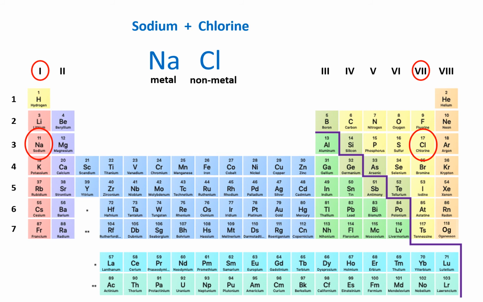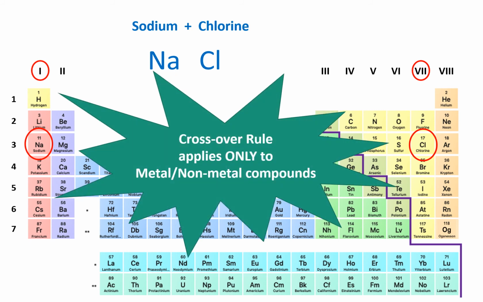Therefore, the metal-nonmetal rules apply, and both in the name and in the formula, the metal comes first. We confirm that the symbols are written in the correct order. Also, keep in mind that the crossover rule is only used for figuring out the formula for metal-nonmetal compounds. We don't need to use this technique with nonmetal compounds because there, the formula is basically spelled out by the Greek prefixes in the name.